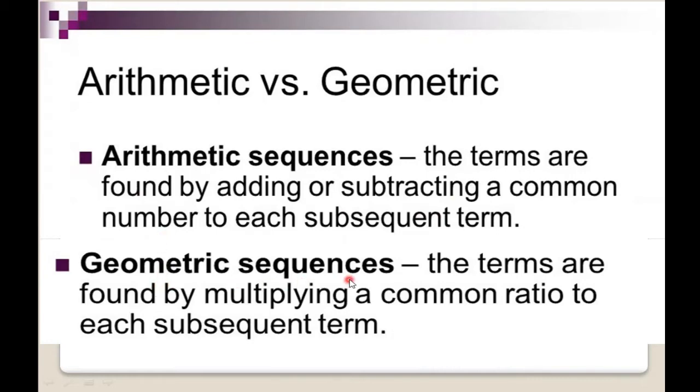What is a geometric sequence? In a geometric sequence, the terms are found by multiplying by a common ratio. You can say multiplying or dividing by a common ratio to get each subsequent term. Still confused? Let's learn more.